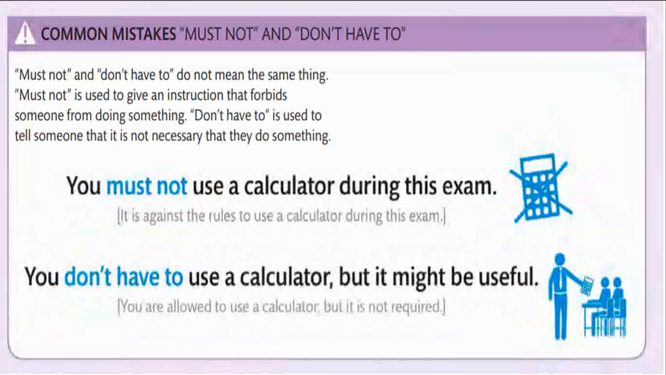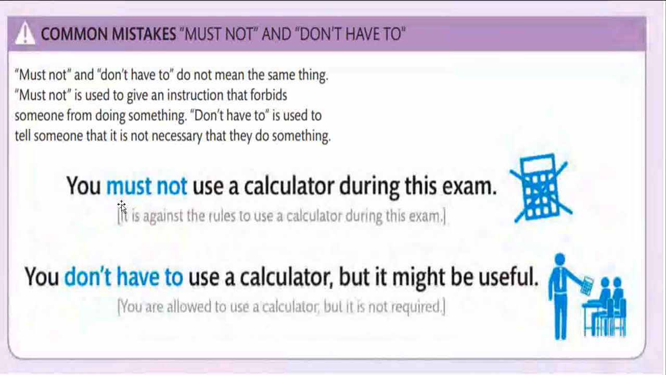Now the common mistakes with must not and don't have to. Must not and don't have to do not mean the same thing. The meaning is completely different. Must not is used to give an instruction that forbids someone from doing something. That means to forbid is telling someone that this is not to be done at all, not allowed. Don't have to is used to tell someone that it is not necessary to do something.